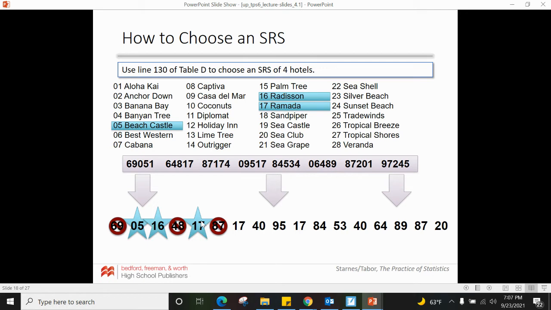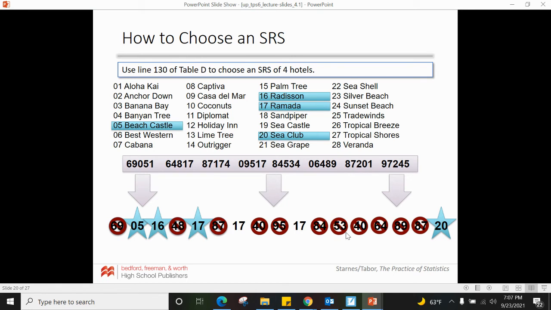However, we already sampled 17, so we're not going to sample that one. 40 is too big. 95 is too big. 17 pops up again, but we've already sampled it. Don't sample it. 84 is too big. 53 is too big. 40 is too big. 64 is too big. 89 is too big. 87 is too big. And then we get to 20, which is in our sample. So we're going to survey number 20. All right, so we skip over those repeats.